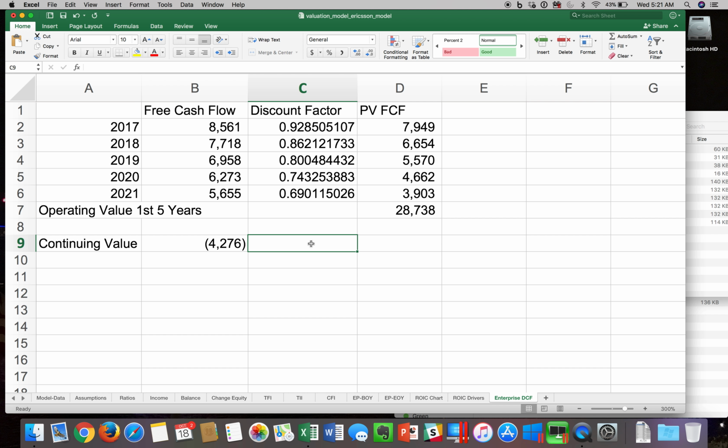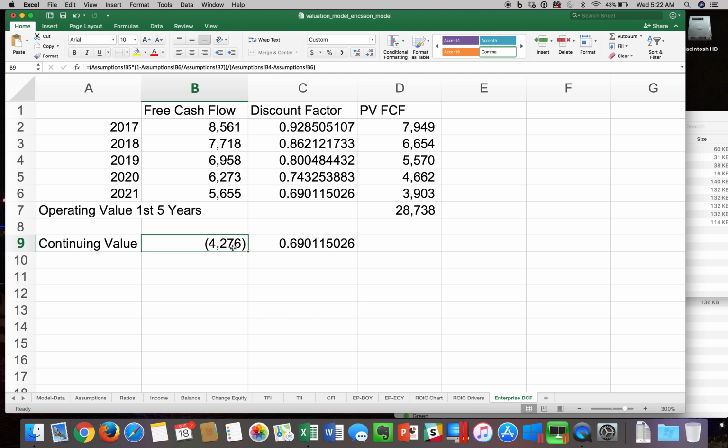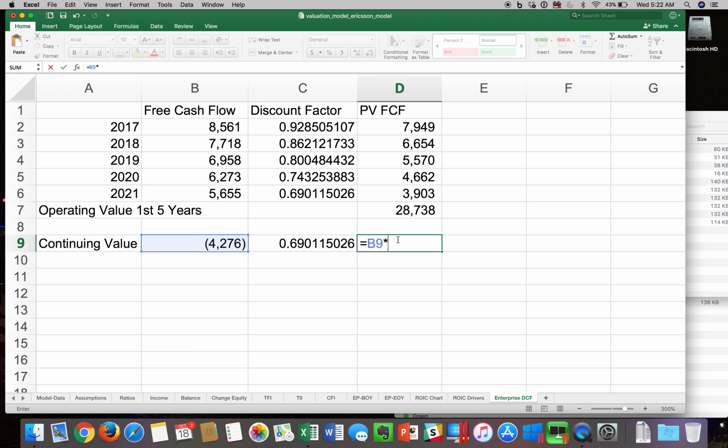We need to present value this. Now, here's the thing. We're going to use the same discount factor for 2021 for 2022 continuing value. And the real reason why is that the growing perpetuity equation, which is this key value driver, actually discounts the year 2022. And a common mistake would be to double discount that year. So since 2022 is already discounted, we're at the beginning of 2022, which is the same as the end of 2021, which is why we're using this discount factor. So when we present value that, we multiply this times the discount factor. So that's the value of the continuing value.